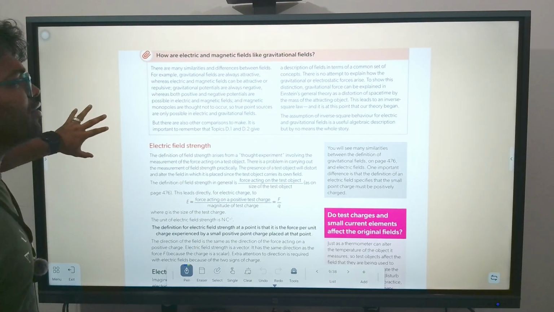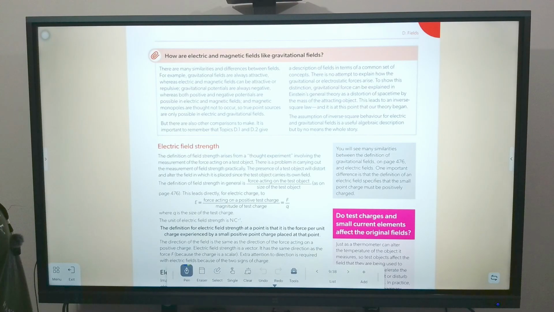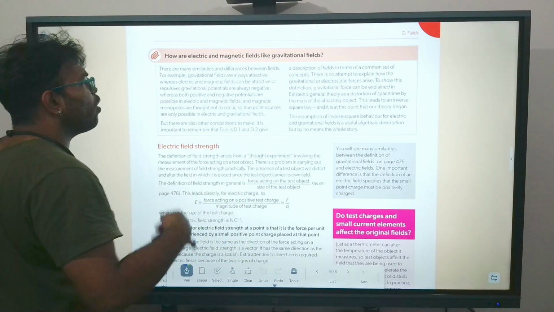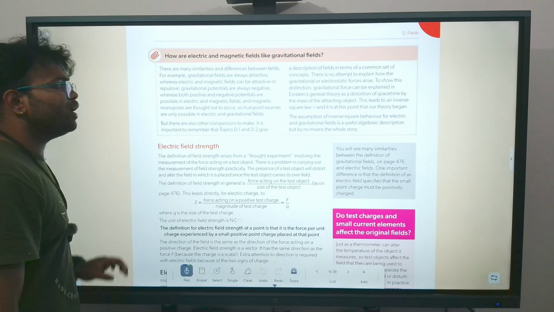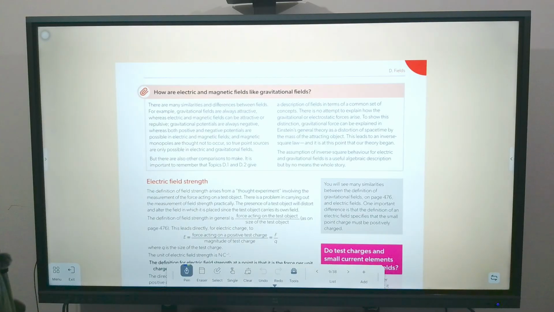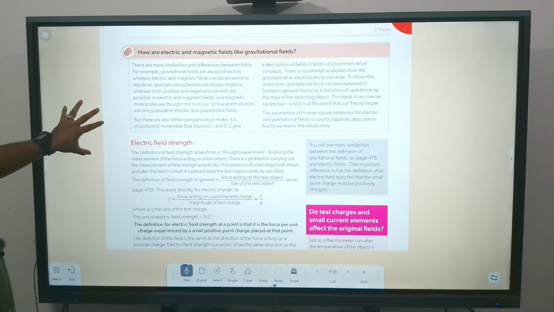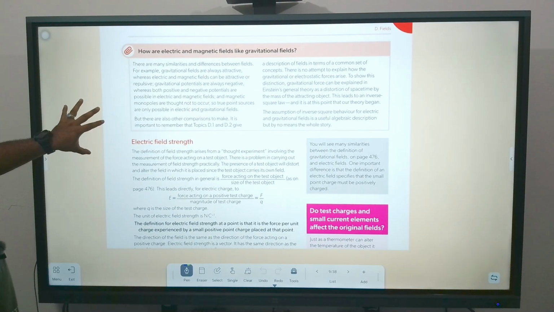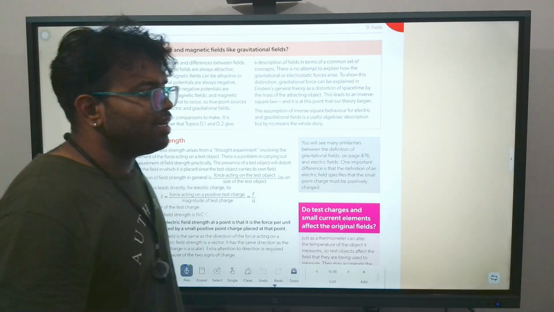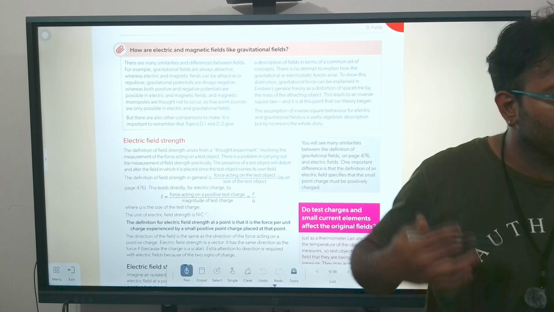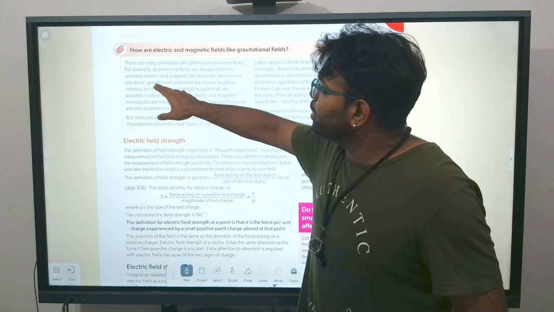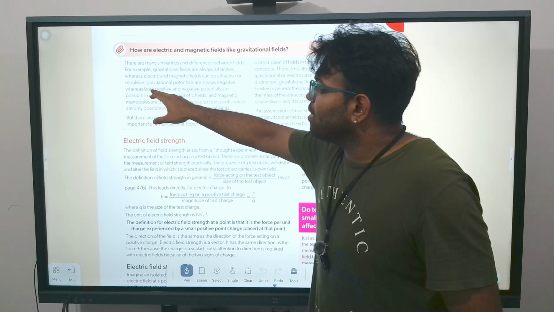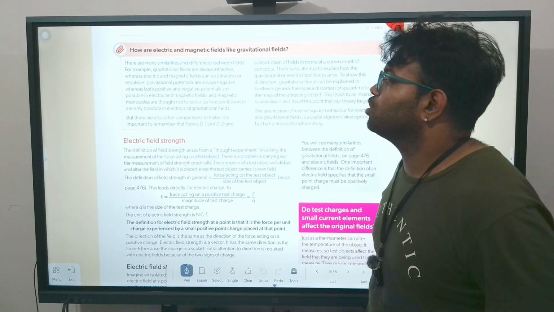There are many similarities and differences between fields. For example, gravitational fields are always attractive, whereas electric and magnetic fields can be attractive as well as repulsive. Gravitational potentials are always negative, whereas both positive and negative potentials are possible in electric and magnetic fields. What I said right now is repeated verbatim on this page.